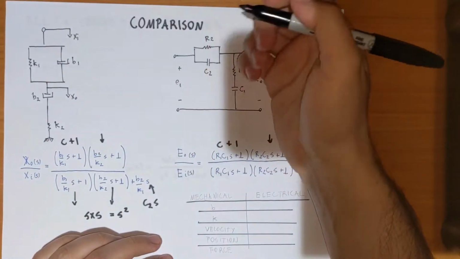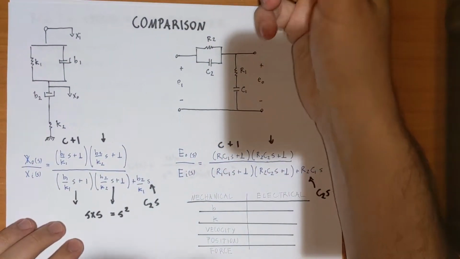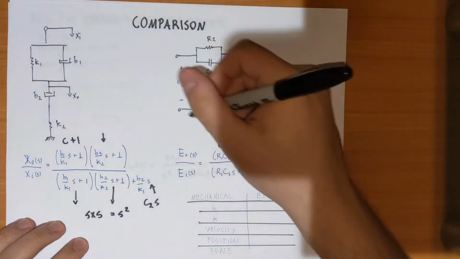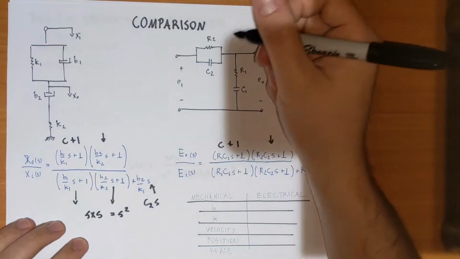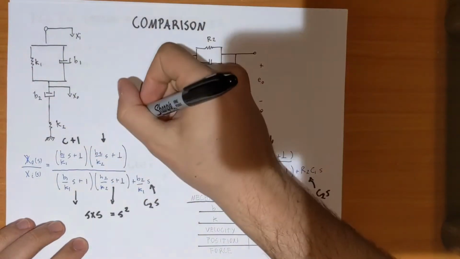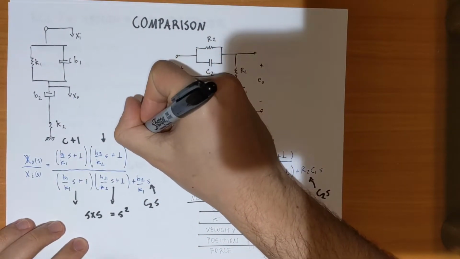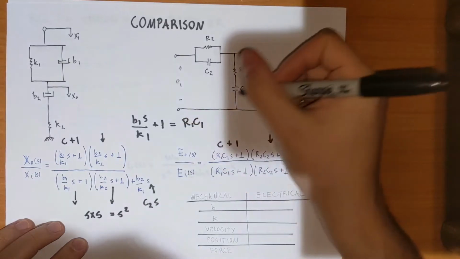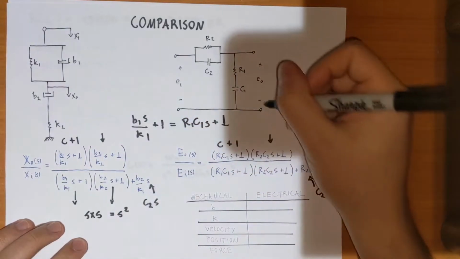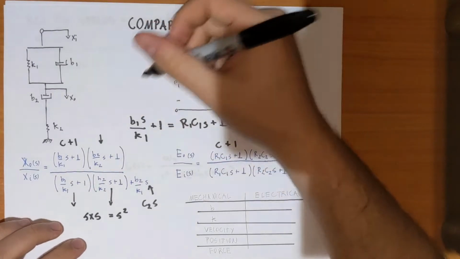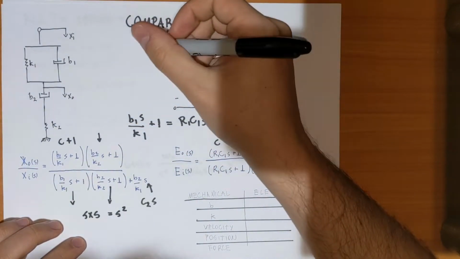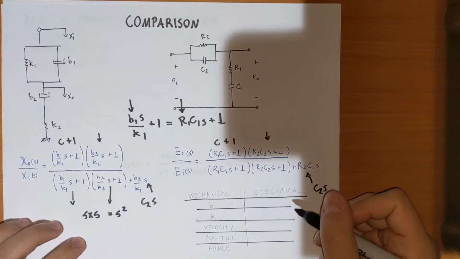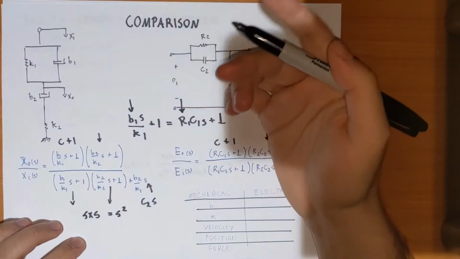So what can we imply here? Just by looking at the equations, I can see basically that we can make these two terms equal, right? So if we have b1s over k1 plus 1, we can make it equal to r1c1s plus 1. So right off the bat, I can see here that our b1 is equal to our r1.